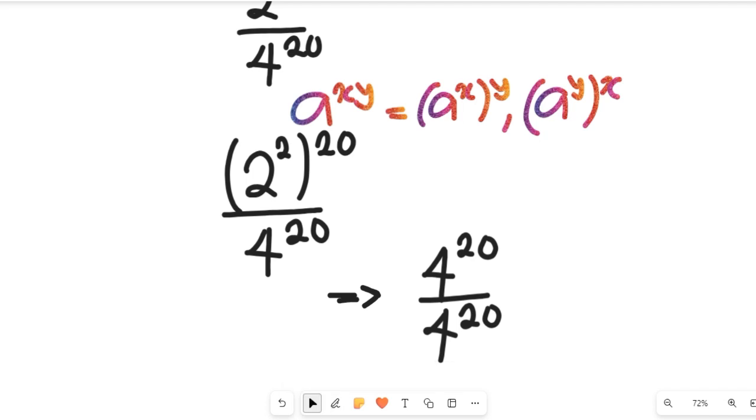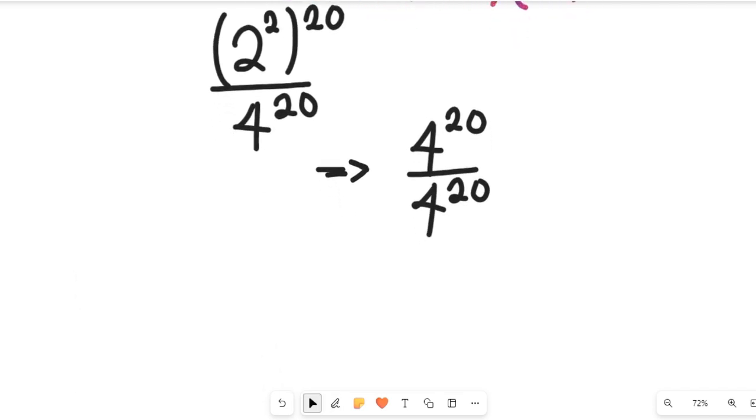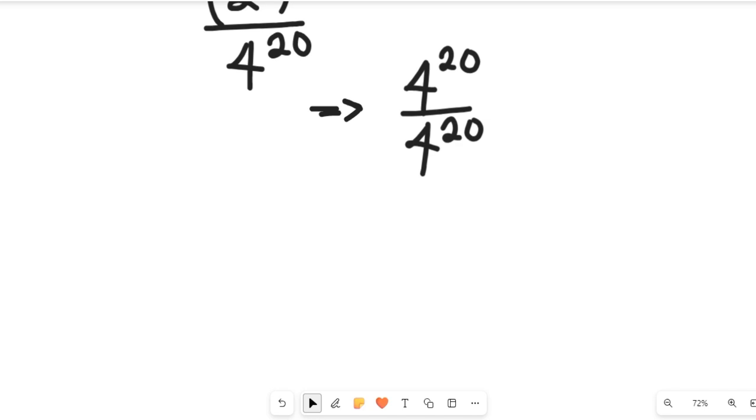Now, what do you notice here? That we have the numerator equal to the same value as the denominator. And if you simplify that, you can simply find that this will give you 1 and this will give you 1. And that 1 divided by 1 will be equal to 1. And that's the solution to this question.